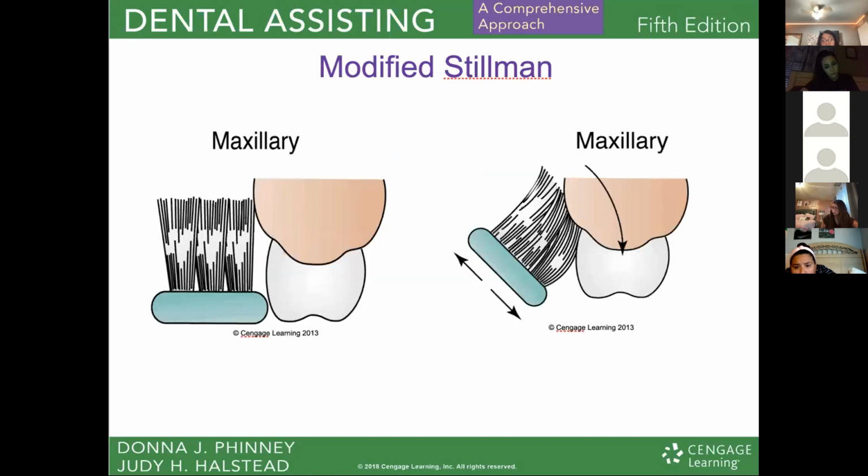With the modified Stillman technique, the bristles are pointed apically, so towards the roots of the teeth. Here, the bristles rotate downward and vibrate back and forth until the brush has rotated over the entire surface of the tooth. This technique is used for good overall cleaning, the removal of plaque, and to stimulate and massage the gingiva.